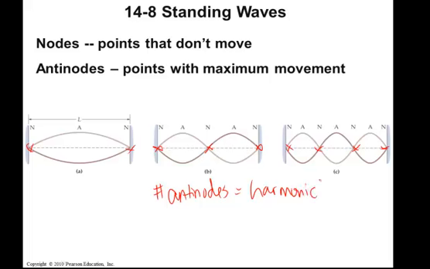And then the number of nodes, this is the third harmonic, and it has 1, 2, 3, 4. The number of nodes that we have is the harmonic plus 1. In other words, this is the second harmonic, and it has a total of 3 nodes, counting the ones on the end.